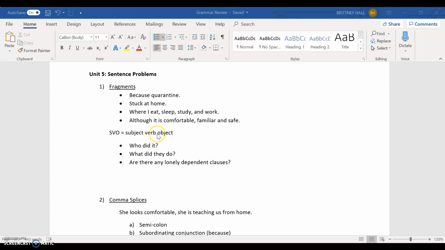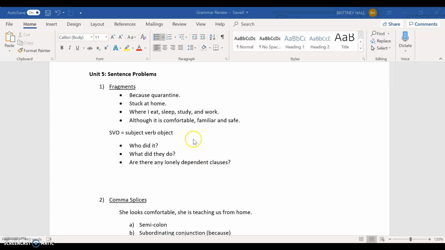Any sentence that you have, you should be able to answer these questions. Who did it? What did they do? And are there any lonely dependent clauses? So lonely dependent clauses are phrases that sound incomplete because they're not attached to a complete thought. So we've been talking about dependent and independent clauses this semester. So a dependent clause is a phrase that must be attached to a complete thought or to an independent clause.